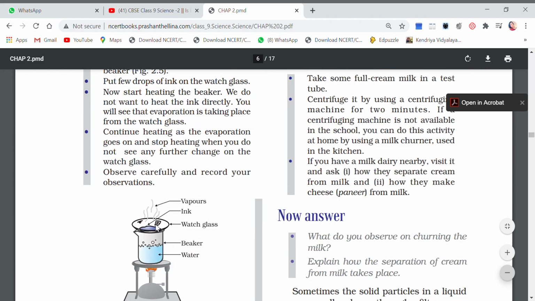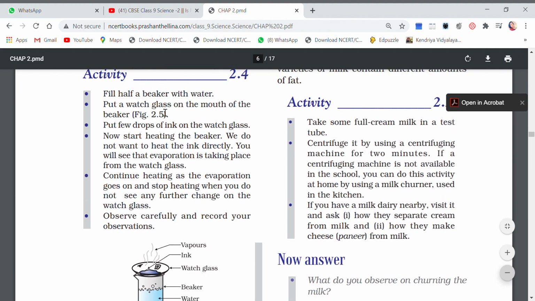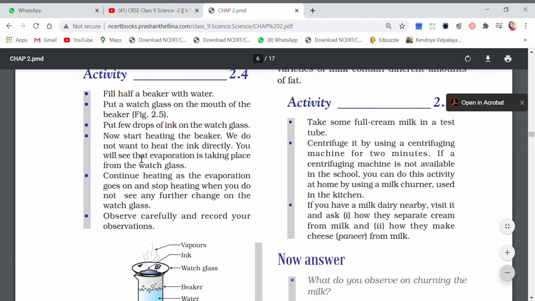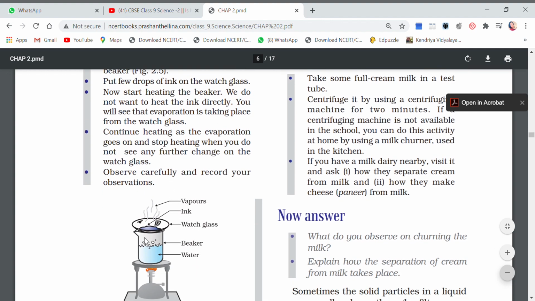Now you have to take a beaker. This is a beaker. Okay, fill half the beaker with water. See, half a beaker with water. Put a watch glass on the mouth of beaker. Children, this is a watch glass. This plate you see, this is a watch glass. So put a watch glass on the beaker and put few drops of ink on the watch glass. You see, few drops of ink are put on the watch glass. Any ink you want to separate, if you want to separate the blue ink, you can use blue ink. If you want to do the experiment with black ink, you can use black ink.